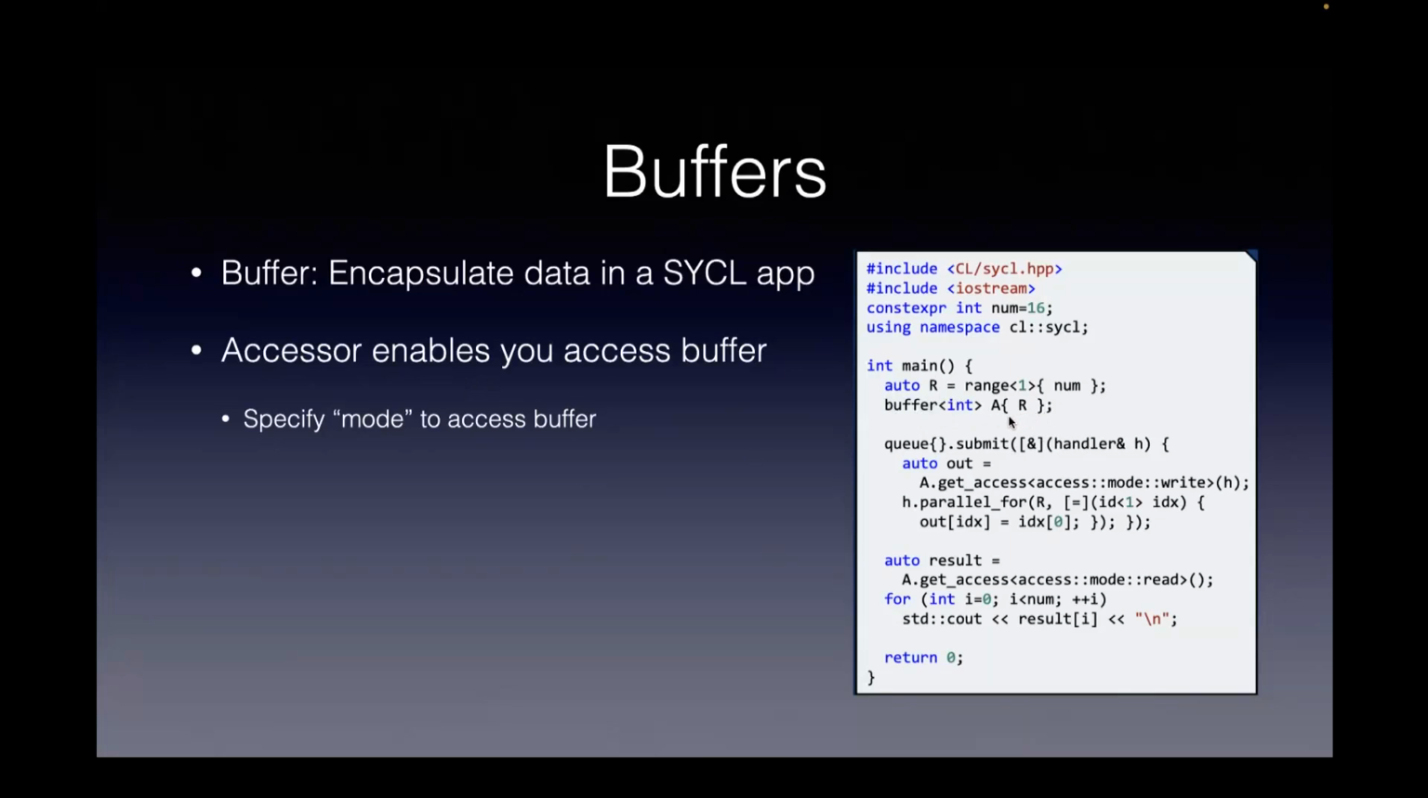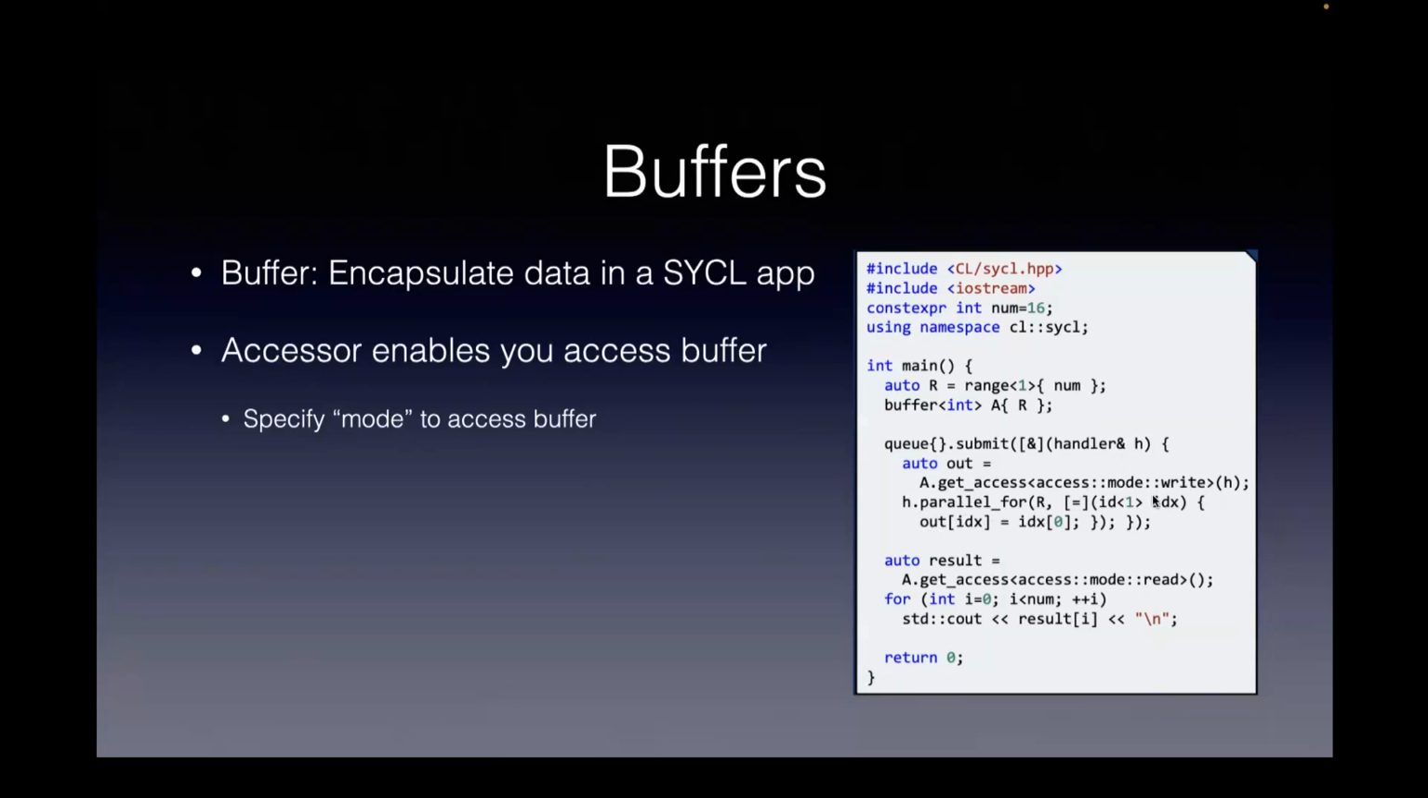And to be able to access the buffer from different devices, you need to do a buffer.get_access, which gives you what's called an accessor. When you get an accessor, you can define what mode you want to access the buffer in. Do you want to access the buffer in a write mode, or in a read mode? What this lets you do is let the runtime understand that, in this example, you have an h.parallel_for, a kernel that's going to be using the buffer accessor, and you're going to be writing it.